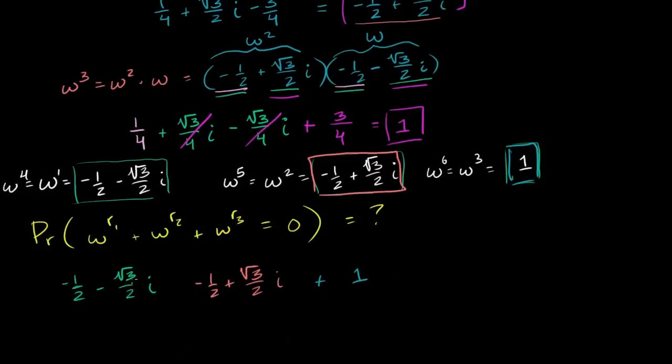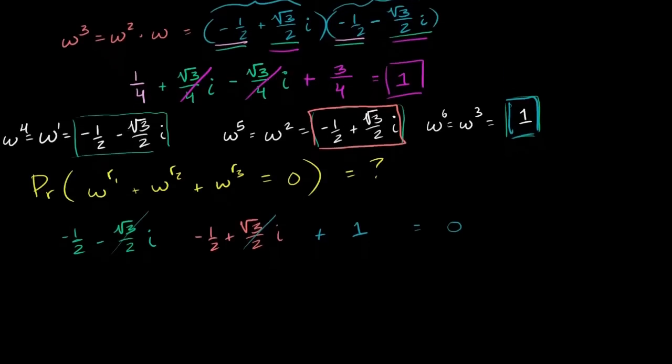Well, you're going to have this guy and this guy cancel out. Negative 1 half plus negative 1 half is going to be equal to negative 1. You add negative 1 to 1, it's going to be equal to 0. So essentially, what it's asking us, what's the probability that I get one each of these powers of omega? Or another way of thinking about this, what's the probability?